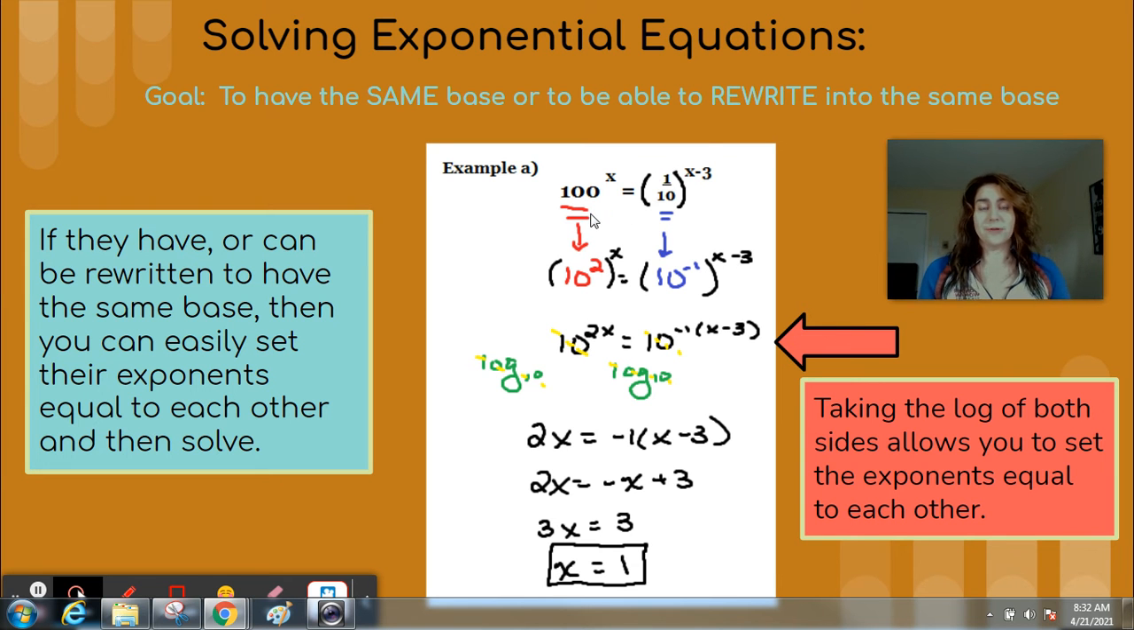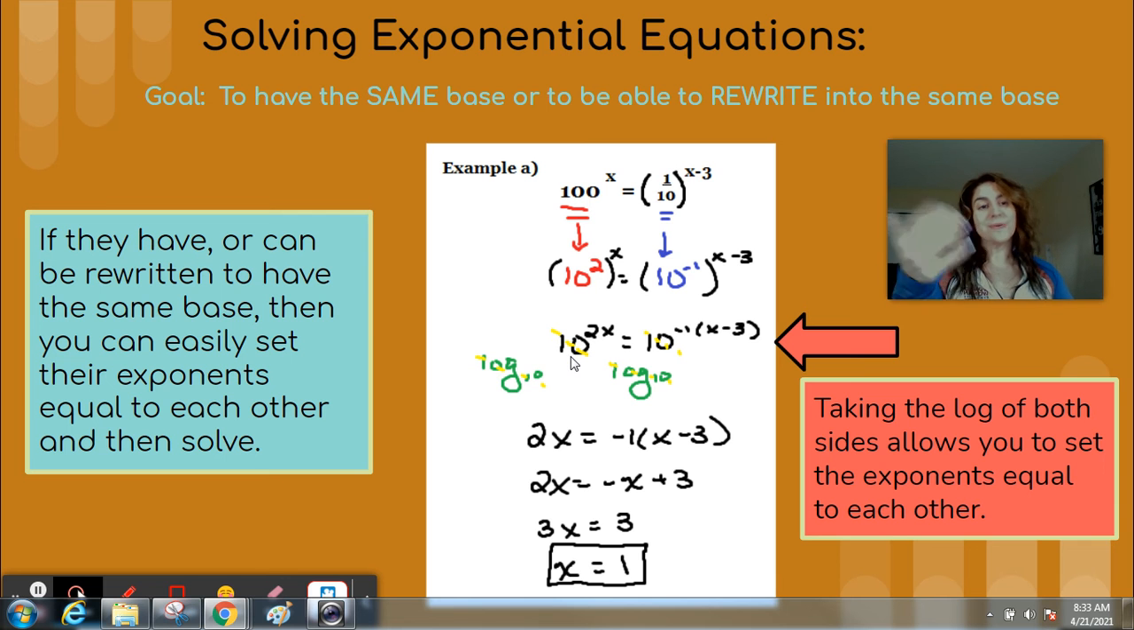So, for example, I have 100 and I have 1 over 10. They both can be rewritten as a base 10. 100 is 10 squared. And remember, anytime we have a fraction, we can write the reciprocal of it using a negative exponent. So we want to bring back those exponent rules. So 1 over 10 is really 10 to the negative first power. By doing that, I now have created the same bases. And if they're the same bases, then their exponents have to equal each other.